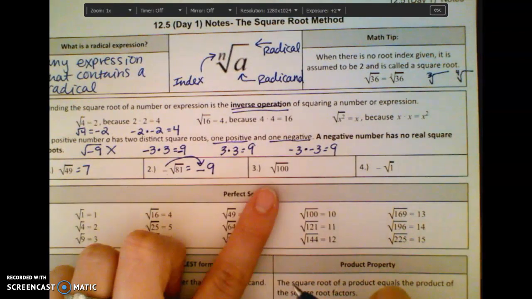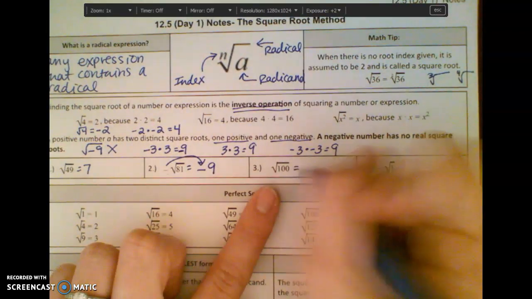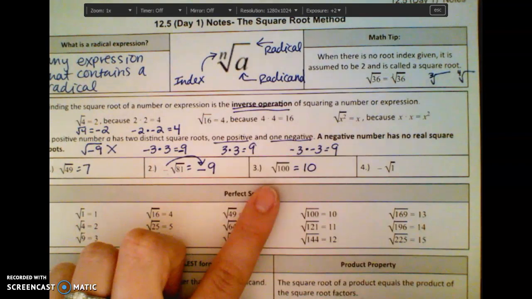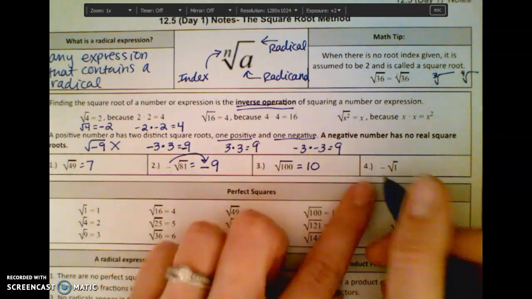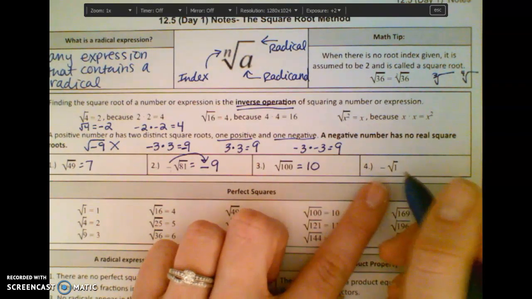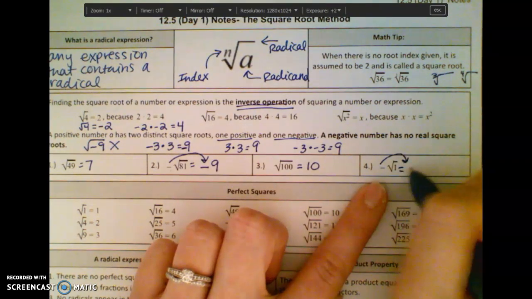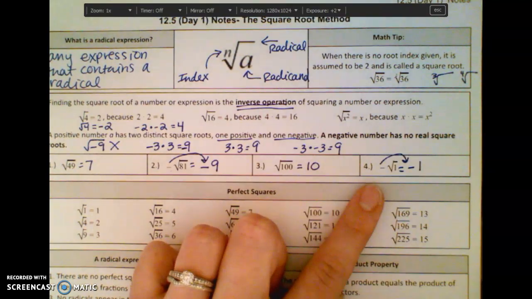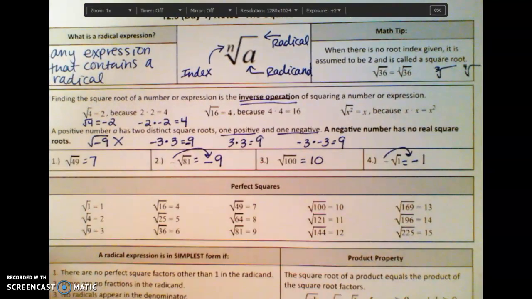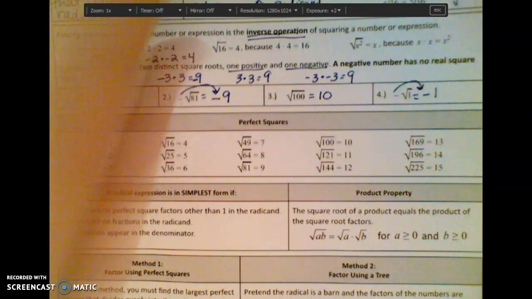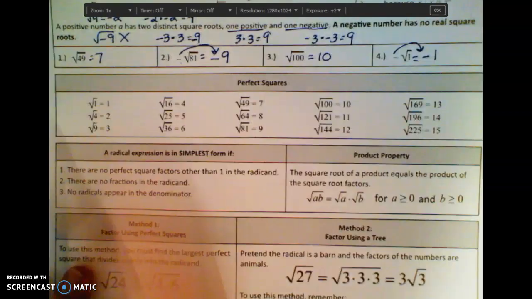All right, the square root of 100. What times itself is 100? That's 10 times 10. And then negative square root of 1. The square root of 1 is 1, and we just bring along that negative sign. So it's negative 1. We've got a list of these perfect squares here, and I actually want you to memorize these.